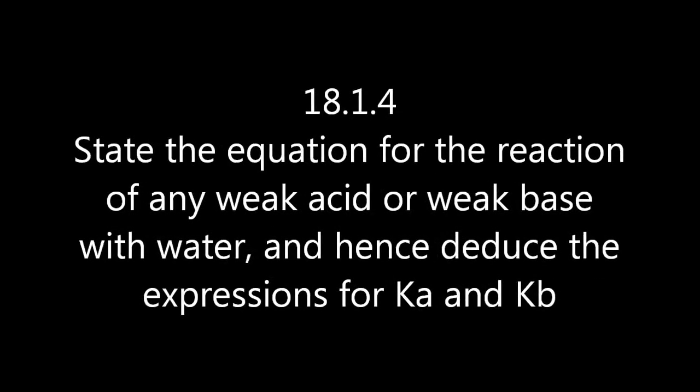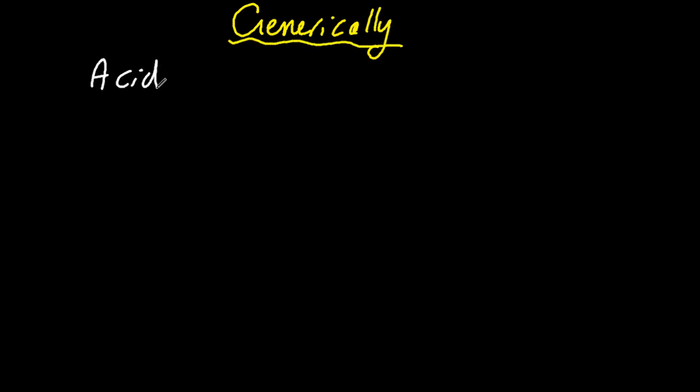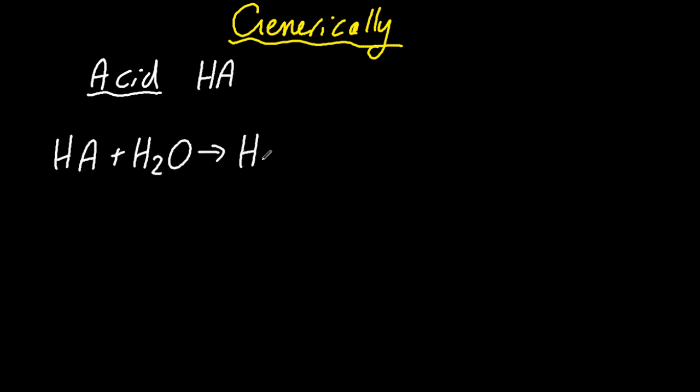Ka and Kb. Well, let's look at two generic examples first of all. Let's start with the acid. So the IB likes to have acid as HA. So HA plus water goes to the hydronium ion and its conjugate base. Now don't forget it's equilibrium, so make sure that arrow goes both ways.